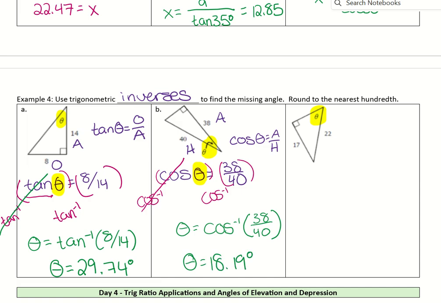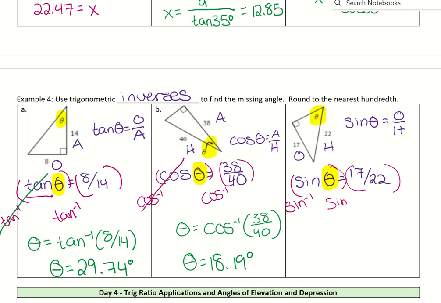All right, last one. So this one, we've got opposite over hypotenuse. So this is a sine problem. Sine equals O over H. So sine of theta is equal to 17/22. Theta is inside of sine. We want to make sine go away. So we're going to do inverse sine of both sides. So theta is going to be equal to inverse sine of 17/22. And that will result in your angle being 50.60 degrees.